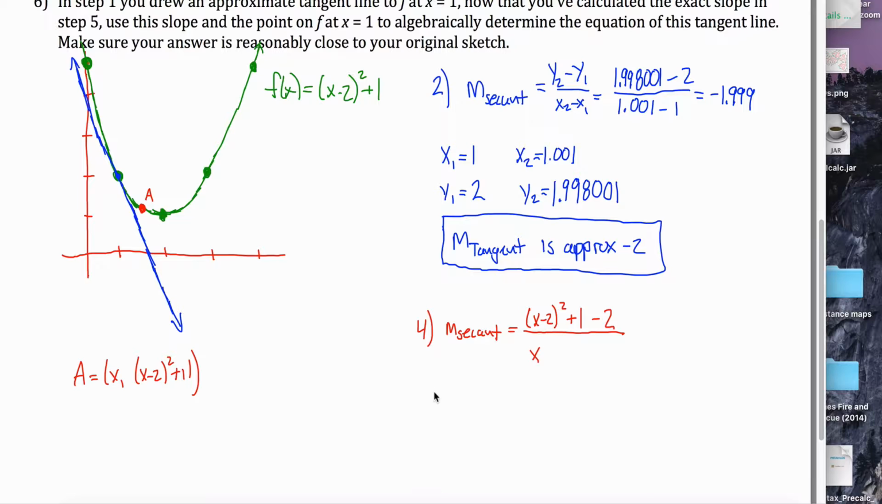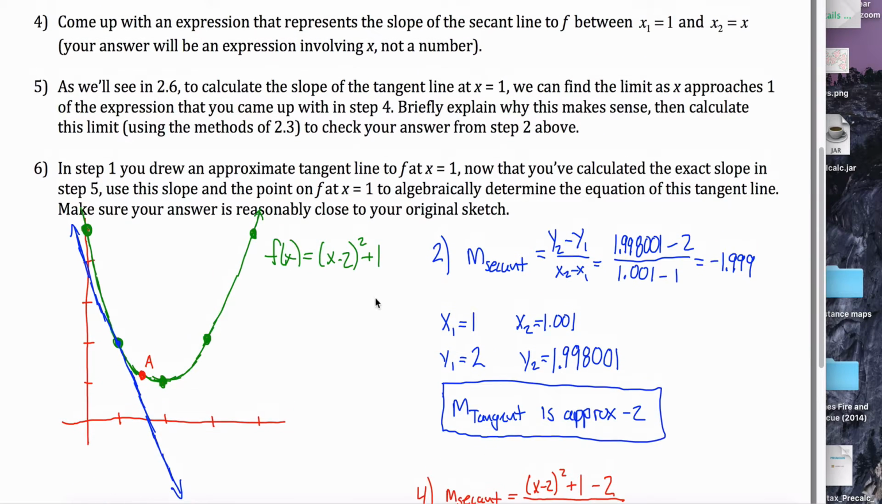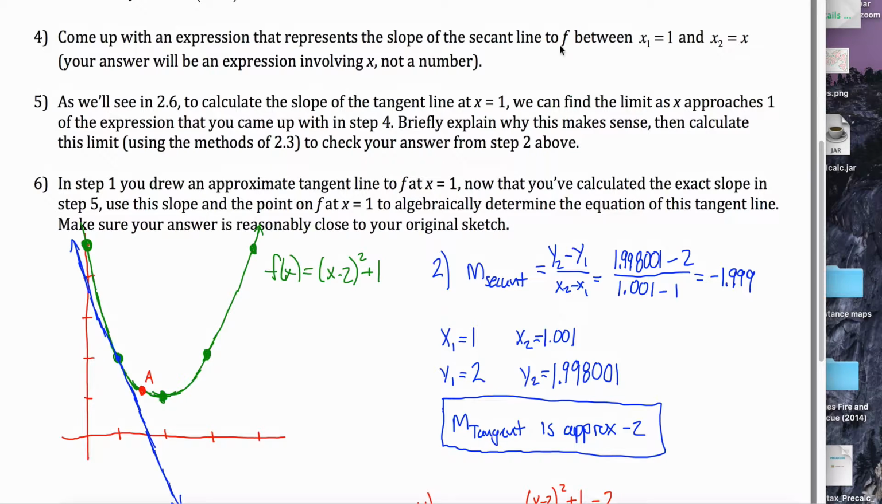Maybe I should have written this down here. x1 equals 1, y1 equals 2, x2 equals x, y2 equals x minus 2 squared plus 1. So now I'm plugging these in. Here's the y2, there's the y1, here's the x2, there's the x1. Here's an expression that represents the slope of the secant line. Come up with an expression that represents the slope of the secant line.